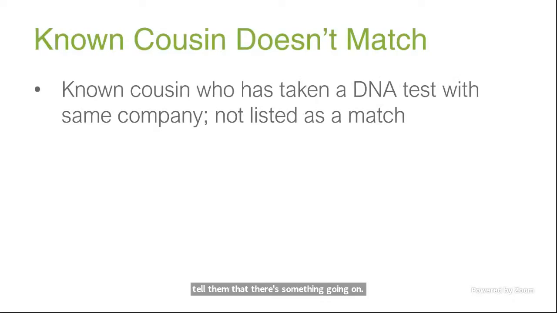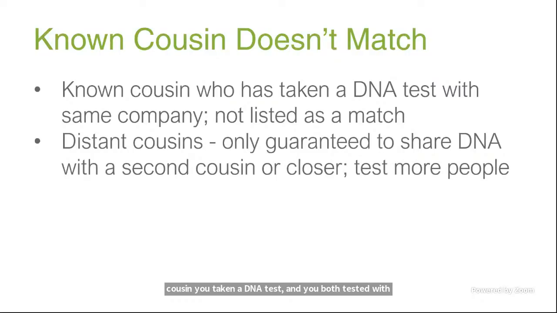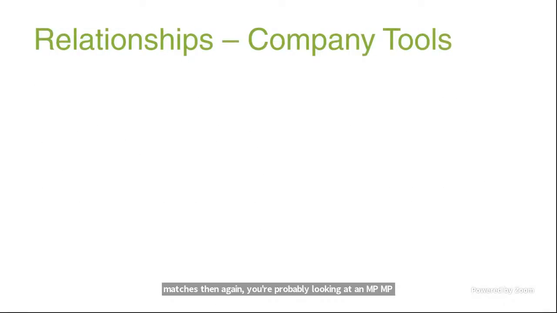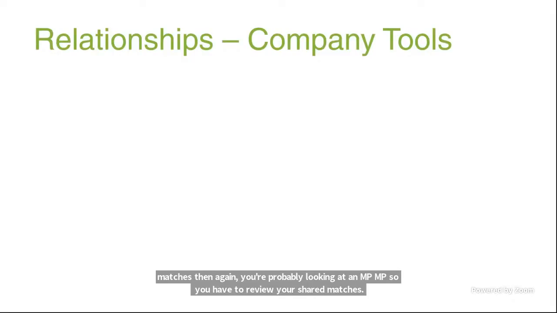How about if a known cousin doesn't match? Once in a while, you have a known cousin, a second cousin, you've taken a DNA test and you both tested with the same company and you're not listed as a match. What does that mean? Well, remember that if you're more distant cousins, you're only guaranteed to share DNA with a second cousin or closer. So you're going to want to start testing more people, more of your family, more of their family, and see if there are some connections. It just happens to be that the two of you happen to be the ones who don't match. However, if nobody matches, then again, you're probably looking at an NPE or an MPE, so you have to review your shared matches and figure out what's going on.